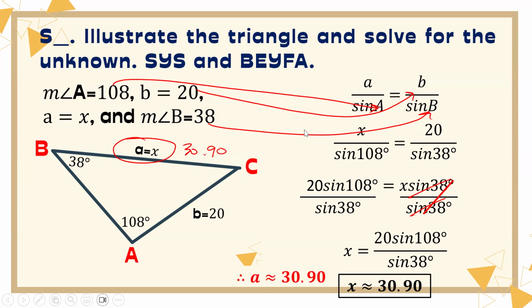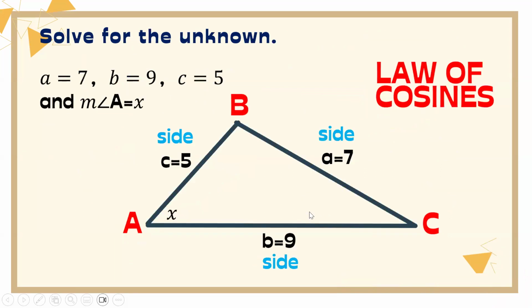Were you able to get it? Leave in the comment section your answers if you're able to get the correct answer. So that's how simple it is to use the law of sines to solve for the unknown values, length of sides or measures of angles in a particular triangle. Now let's move to the law of cosines.